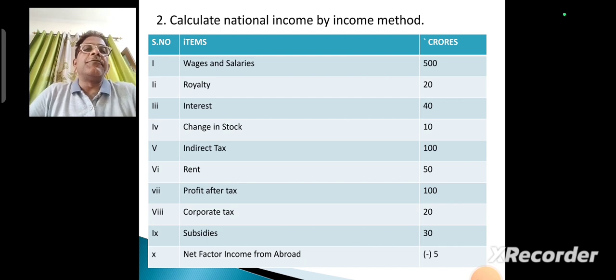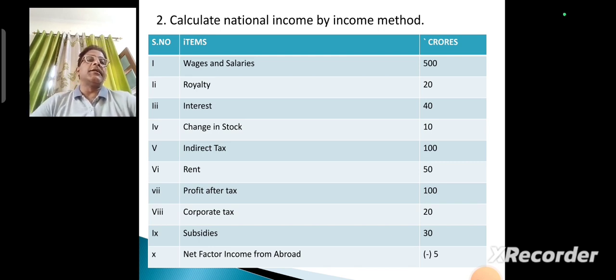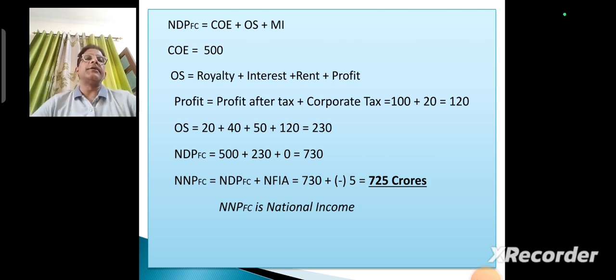After that, you have the rent, interest, and royalty, and profit after tax is there. Profit after tax means the profit does not include corporation tax in it. So the total profit will actually be 100 plus 20, that's 120. Subsidies and indirect taxes have been taken up separately, so you have to use them as IT minus S, and then you have net factor income from abroad. Let us see how the calculation has been done. COE 500, operating surplus, I just said, you can see for yourself. Profit will be profit after tax and corporation tax together. Actually this has to be only profit.